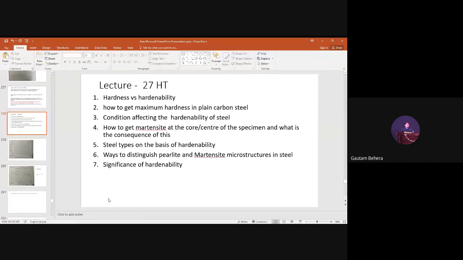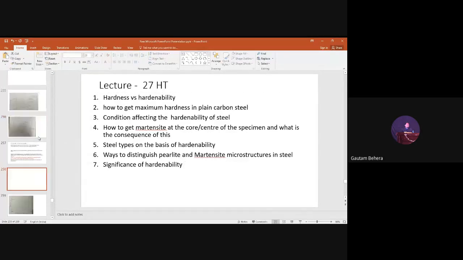And the last one is the significance of hardenability. So what is the significance of hardenability? And also we have a lot of topics we'll discuss today.